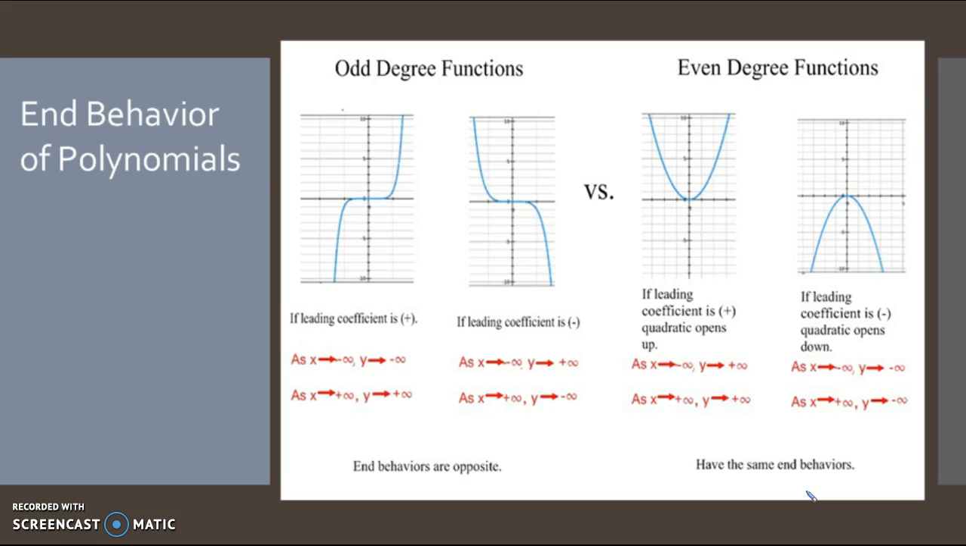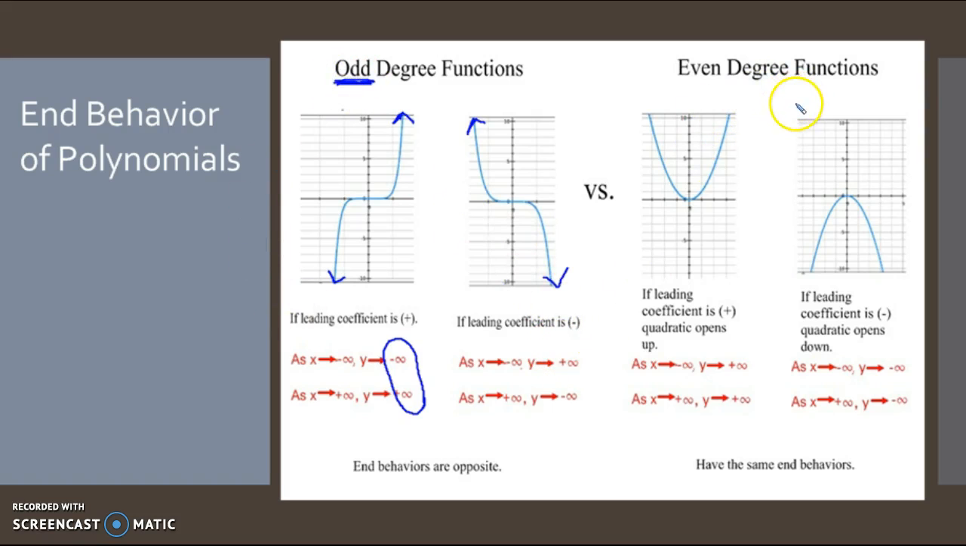All right, end behavior of polynomials. So here we have an example of our odd degrees, right? They're going to go in opposite directions forever. So for this one, as x approaches negative infinity, so as our graph goes to the left, it's going down. So y approaches negative infinity. And then as it goes to the right, it goes up forever. So as x goes to positive infinity, y goes to positive infinity. They're always going to be opposites. You have one of each, a negative and a positive infinity for odd degree functions.